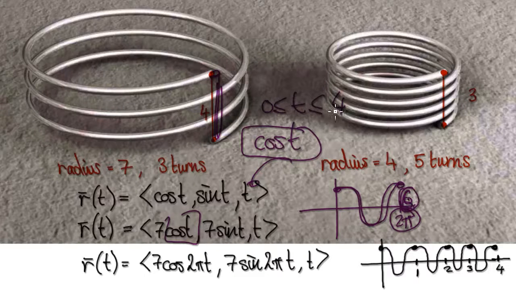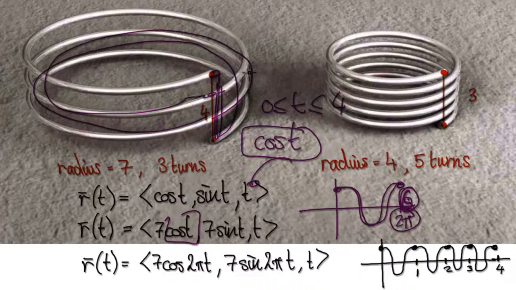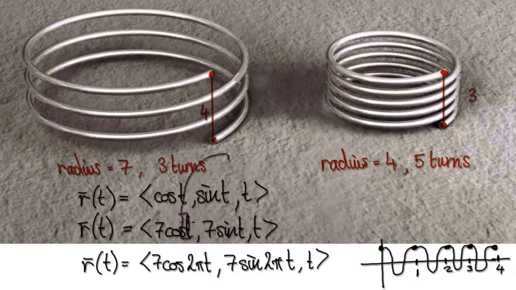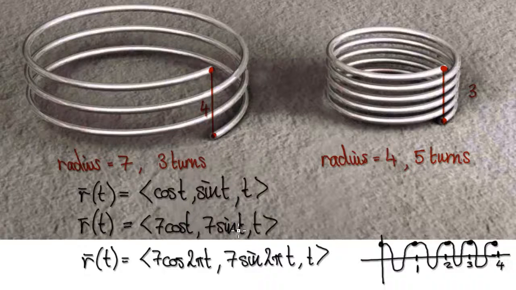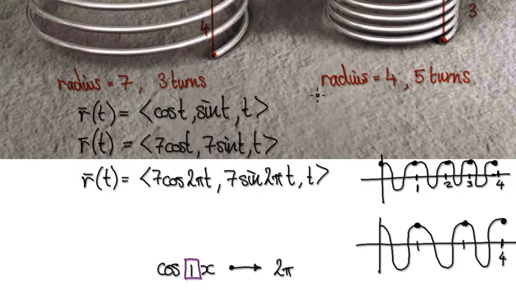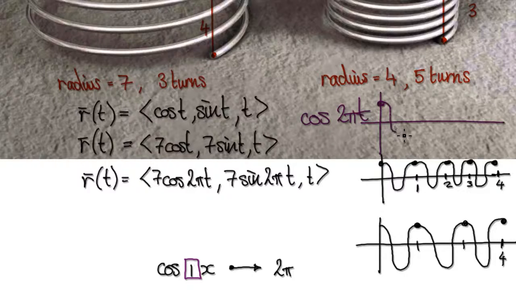We want it so that we will have 3 cycles in 4 seconds. The point I'm trying to make here is that we need to determine the coefficient. We need to stick something in front of the t. If you consider cos t, we know it will give us a period of 2 pi. But if you consider cos 2 pi t, then you're going to get a graph looking like this.